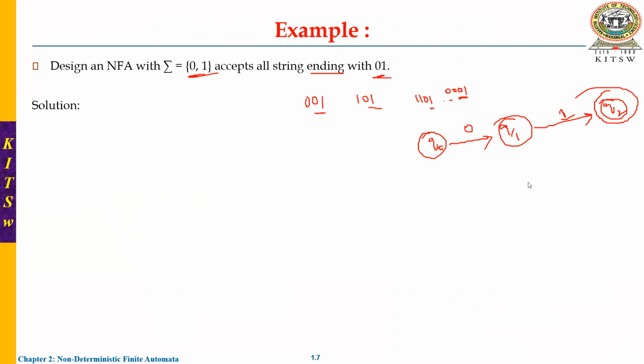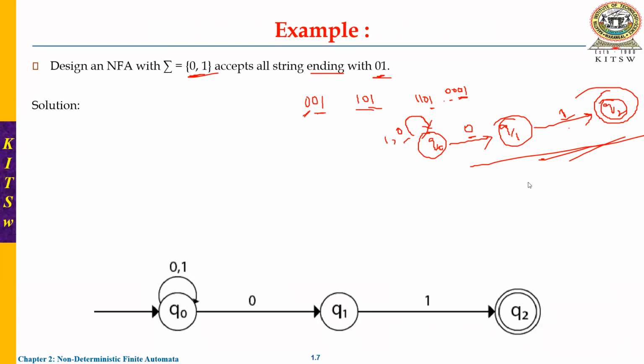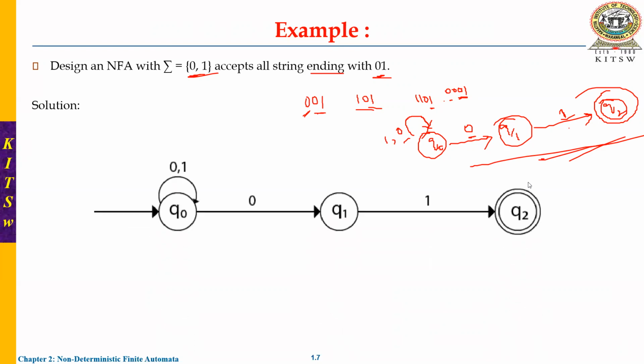Coming to this condition, if it is 0, 0, 1, you can write here a self loop on 0, 1. If it is 1, 0, 1, you can also add 1 here. Then if it is 0, 0, 0, 1, 0, again 0, then 0, 1. So it satisfies all the input strings, and the given language is accepted. Now check the solution: 0, 1 is the self loop, and you will get the final state.